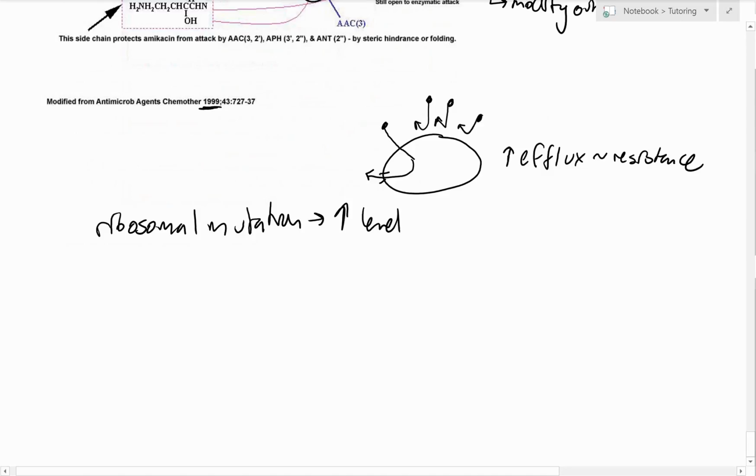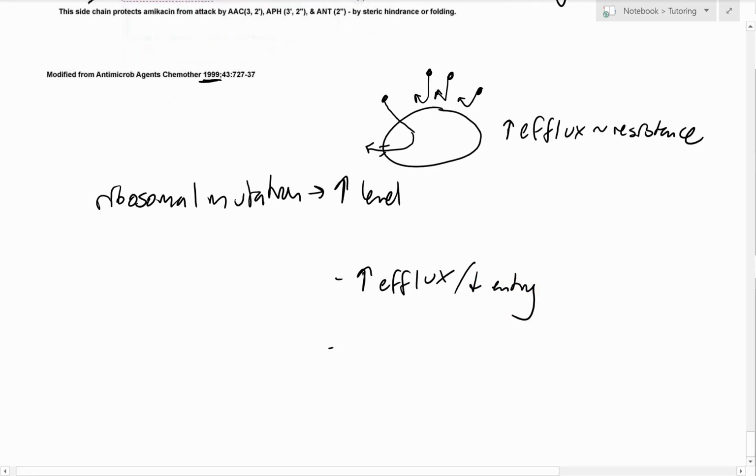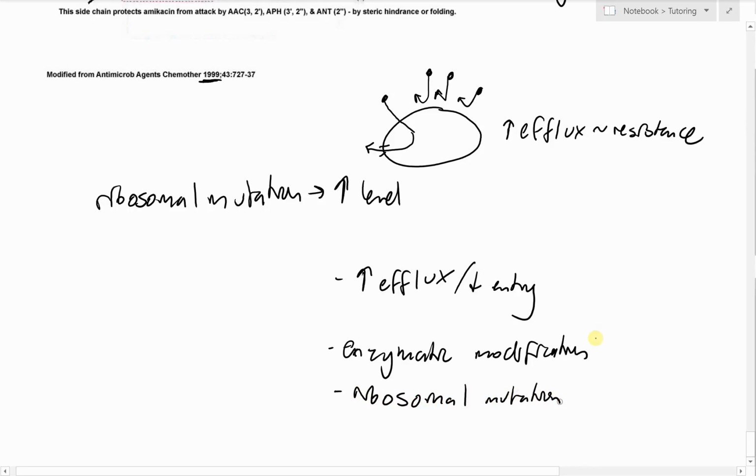So just to list them all out again, you can have increased efflux / decreased entry as one. You can then also have enzymatic modification. And lastly, you can have ribosomal mutations. These two give high resistance, and this one has got moderate resistance.